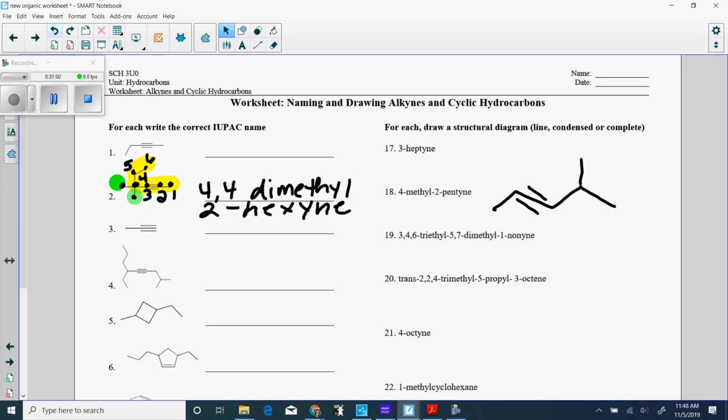Tomorrow we're going to learn what to do with iodos, chloros, bromos, cyclos, and alcohols.